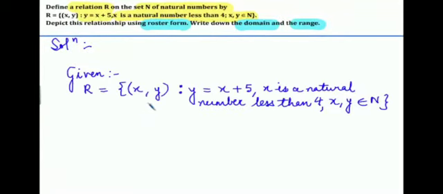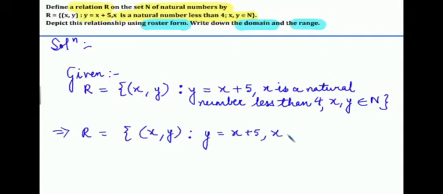So in this question, given R is equal to xy, so our relation is x and y, where y is equal to x plus 5, and x is a natural number less than 4, and x and y both belong to N. So x is a natural number less than 4, so x is 1, 2 and 3, right? So x is equal to only 1, 2 and 3, and y belongs to N, and x and y both belong to natural numbers.